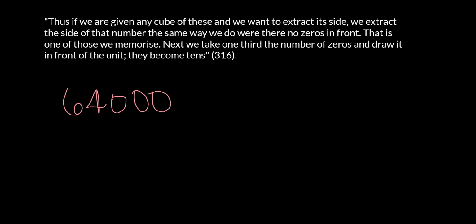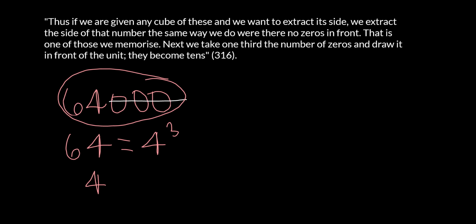Let's look at the example 64,000. We can say that this is the cube of a number in the place of tens because we know that if we get rid of these zeros, we're left with 64. And we know that the side of 64 is 4, meaning, in other words, that the cubic root of 64 is 4. So if we take the number 4 and add 1/3 the amount of zeros from this original number, so that would be 1 zero, we're given 40.